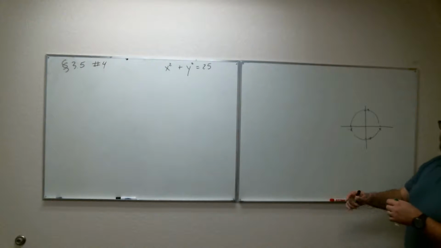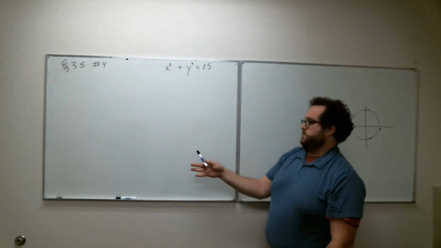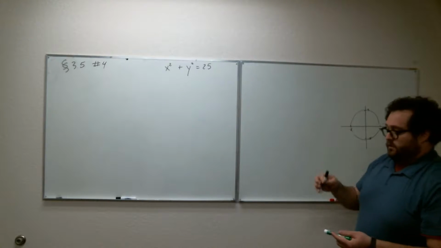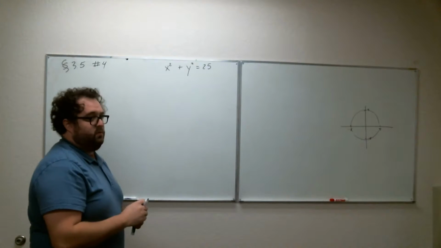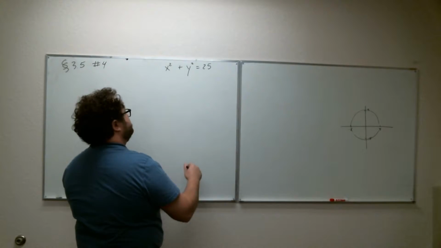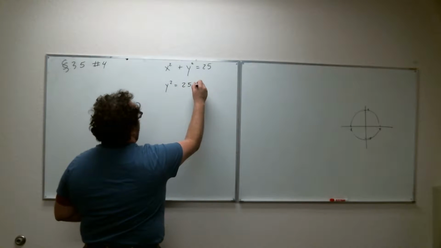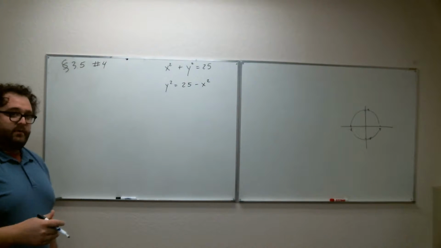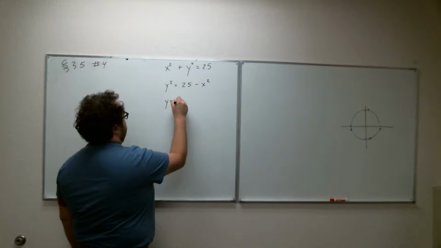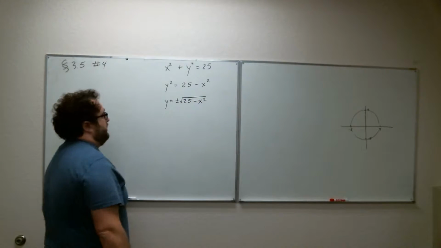The other way is to break this implicit relation into two explicit functions, and then we can find the derivative of both of those functions. Essentially, what we do here is we try to solve this for y. That's what it means to write it in explicit form. You take your original equation, solve it for y, so we could say that y squared equals 25 minus x squared. And then if we take the square root of both sides, we have to use the square root property, which says y equals plus or minus the square root of 25 minus x squared.